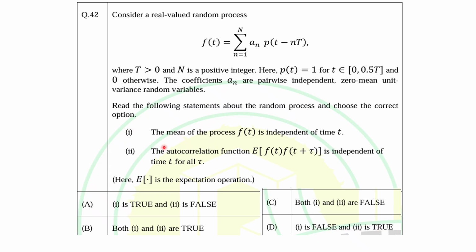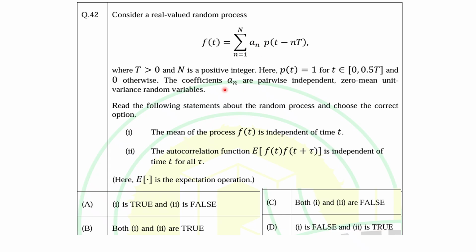How? In this question, what things are given? This is your f(t), which depends on p(t), and p(t) is equal to 1 only. So you can replace p(t minus nT) with 1 only. The condition is that the 1 will be only during the time 0 to 0.5T, otherwise it will be 0. So otherwise, p(t) will be either 1 or 0. This is the given.